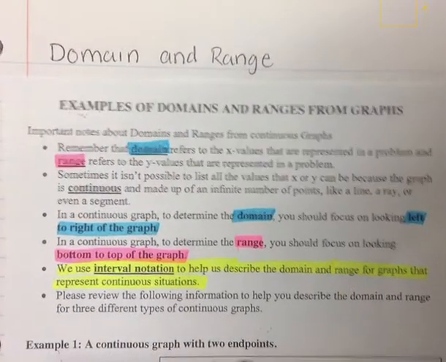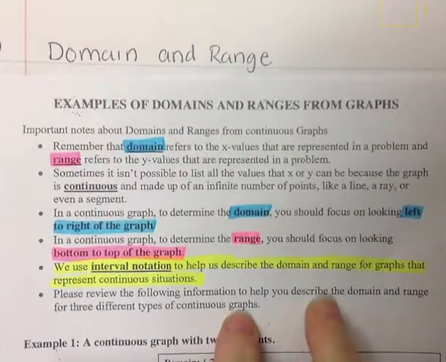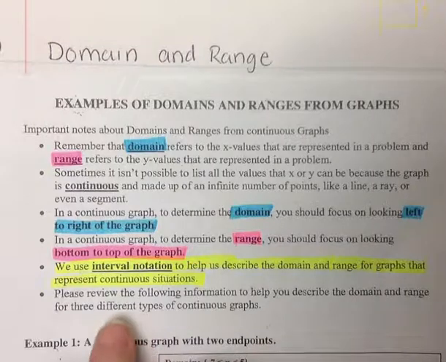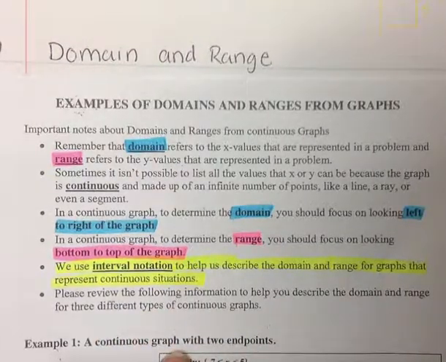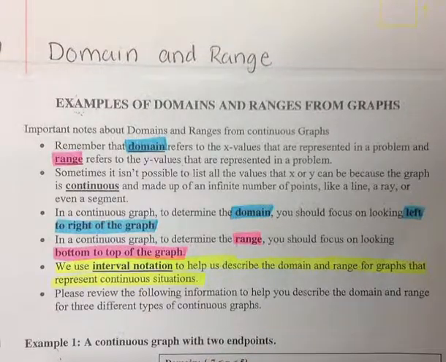So we're going to look at this information so we can describe the domain and range for 3 different types of continuous graphs. We're going to be focusing on a continuous graph with 2 endpoints, and a continuous graph with only 1 endpoint, so it continues forever in another direction. We're also going to be looking at a continuous graph that has 2 arrows, so no endpoints, and it keeps going on forever in potentially one direction or 2 different directions.